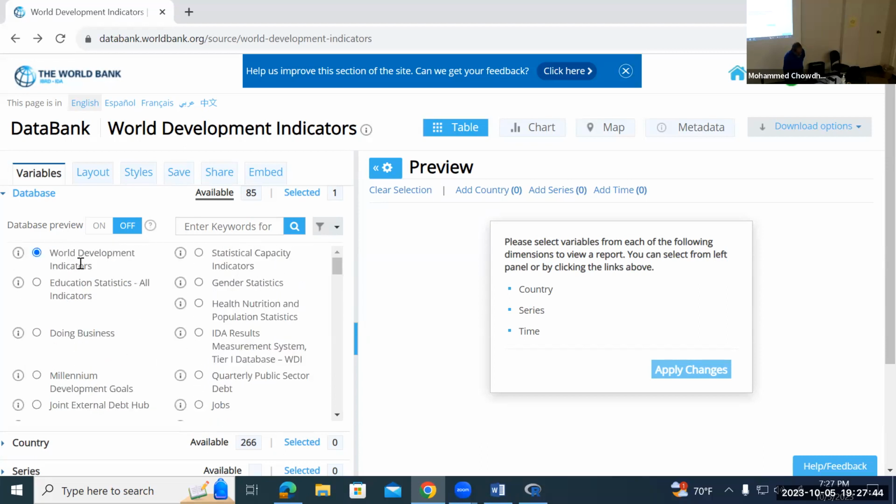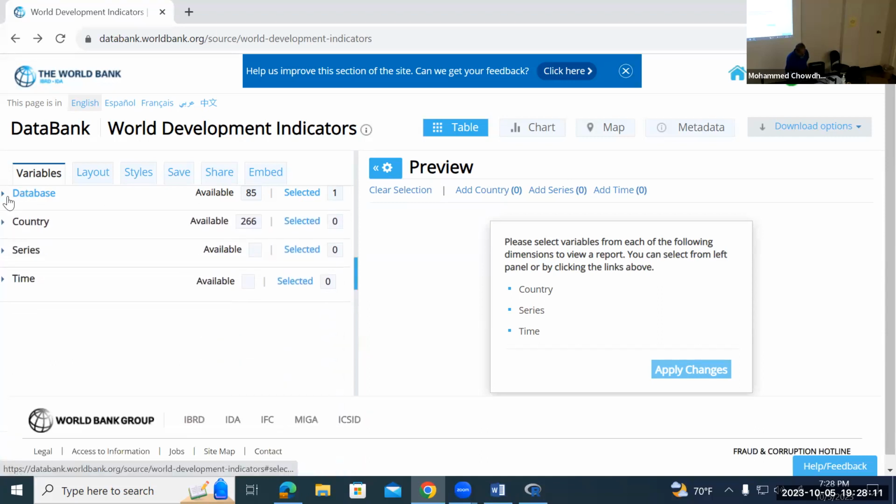Now I want World Development Indicators. It is selected, okay? World Development, but there are 85 databases. You can find a lot of data. If someone tells you, okay, I want to do research, I do not know how to find the data, this is free. After doing this database, you have selected only one. So that is why selected is one, right? One is selected. And then click in there, it is gone.